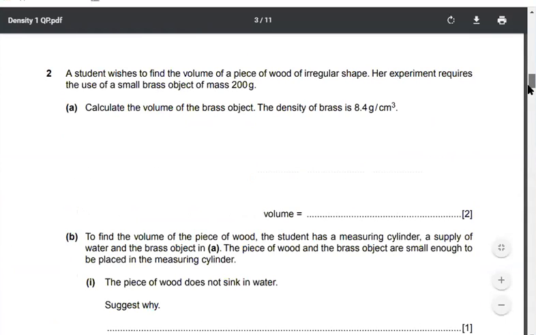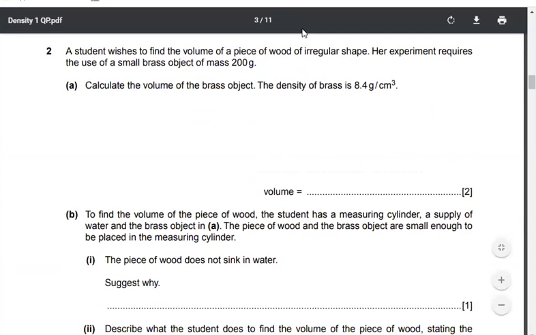I think this question is much simpler. A student wishes to find out the volume of a piece of wood of irregular shape. Her experiment requires the use of a small brass object of mass 200 grams. So the mass is given to you and you have to calculate the volume of the brass object.